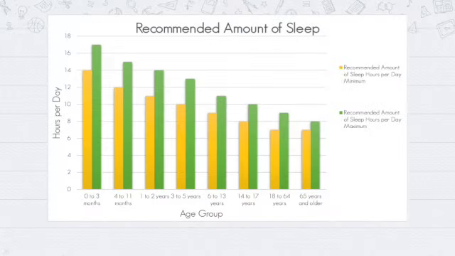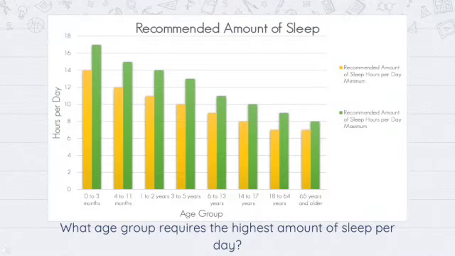Let us look at the double bar graph presented. The title of this bar graph is Recommended Amount of Sleep. It provides the number of hours per day, recommended amount of sleep per age group, from minimum, that is in yellow, and the maximum number of hours in green. If you have noticed, this bar graph is also written or done vertically. Let us try to answer some questions in relation to this bar graph.